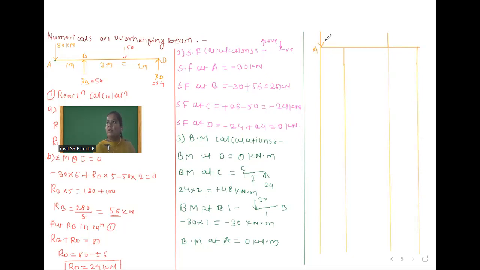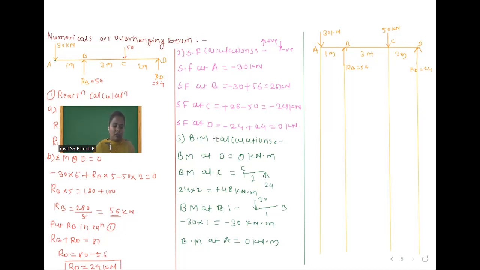This is A point, and here 30 kilonewton point load is applied. This is B point. Okay, this is 1 meter. Here 50 kilonewton force is applied at C point. So this is C and this is D. This span is 3 meter and this is 2 meter. So here RB value is 56 and RD value is 24. Now we will draw shear force diagram.